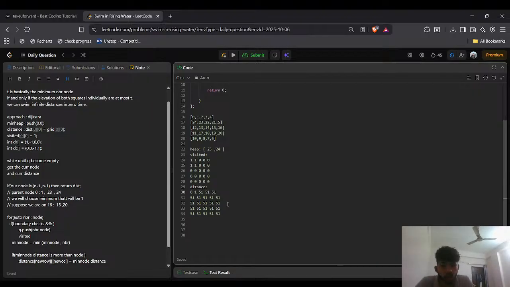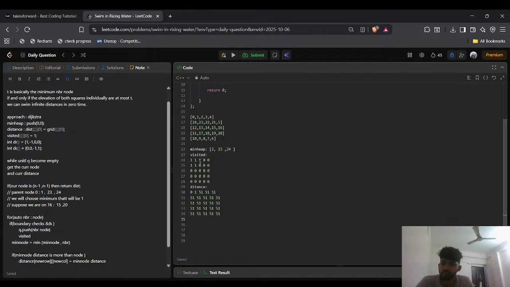Now, we need to do fast. 2, 3. Now we look at the neighbors of 1. 3 visited, 0 visited. Other one is 2. And 2 will be here. Why? Because it's a min heap. You can write here, min heap. Then we can mark as visited.